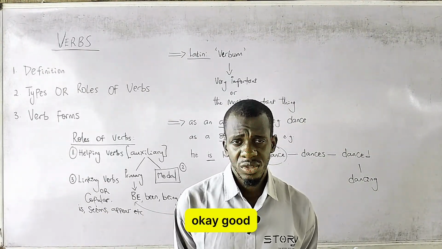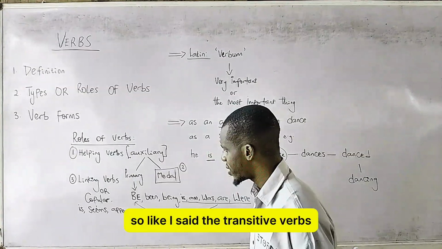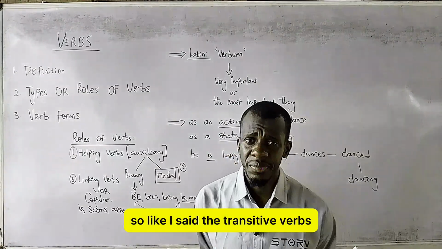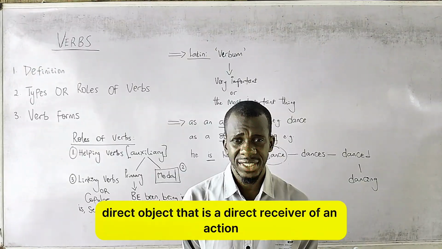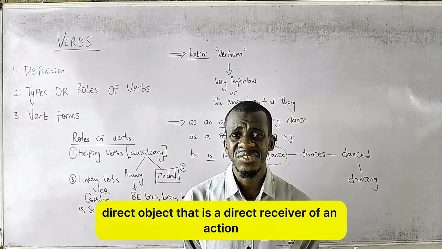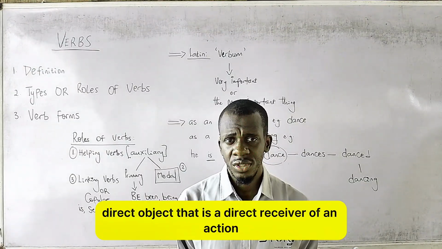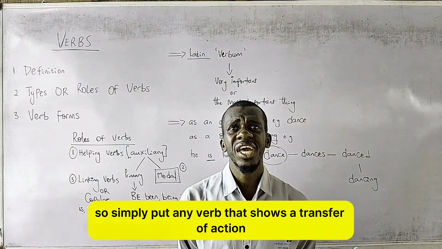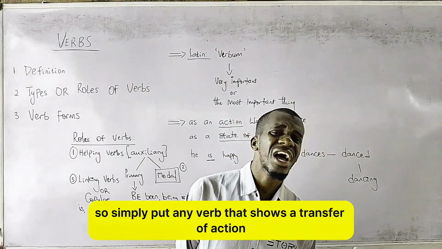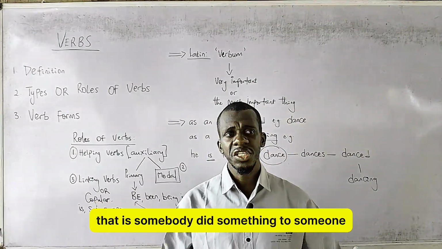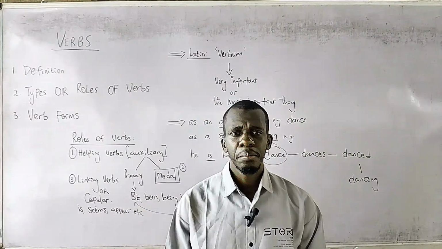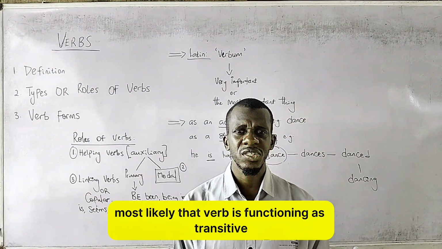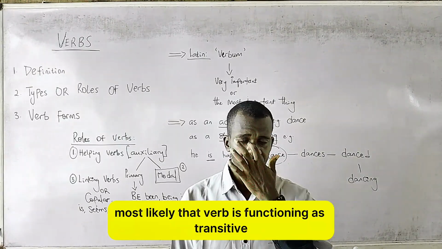Okay? Good. So, like I said, the transitive verbs, they are verbs that attract what we call a direct object. That is a direct receiver of an action. So simply put, any verb that shows a transfer of action, that is, somebody did something to someone, most likely that verb is functioning as transitive.